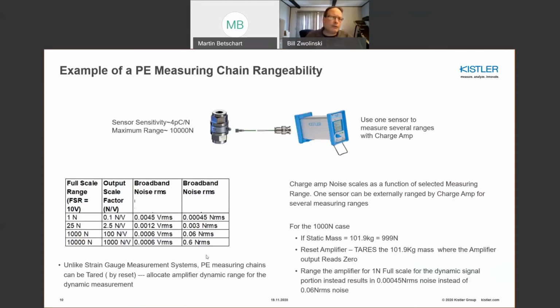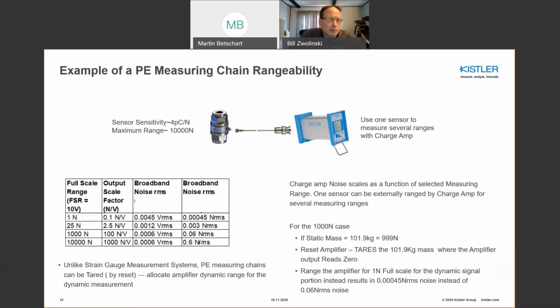In terms of the piezoelectric measuring chain rangeability, I mentioned earlier that the measuring chain has near infinite rangeability. So say you had one sensor that had a maximum range of, say, 10 kilonewtons. You can actually range this with an external amplifier to a 1 Newton full scale or on up to 10,000. So what that means is that full scale means that the amplifier outputs, say, a plus or minus 10 volt signal. So you would have 1 Newton equals plus or minus 10 volts, or you can use the same sensor to do even higher forces.